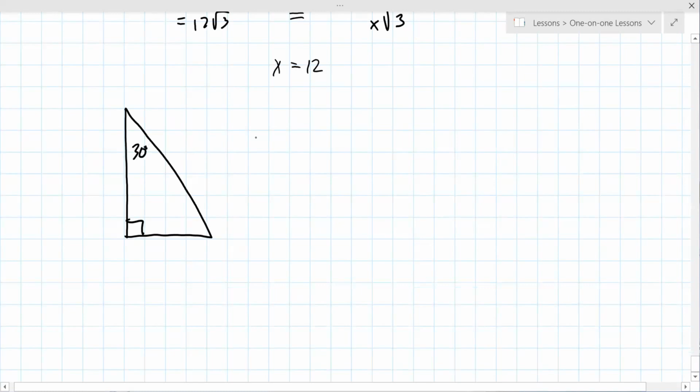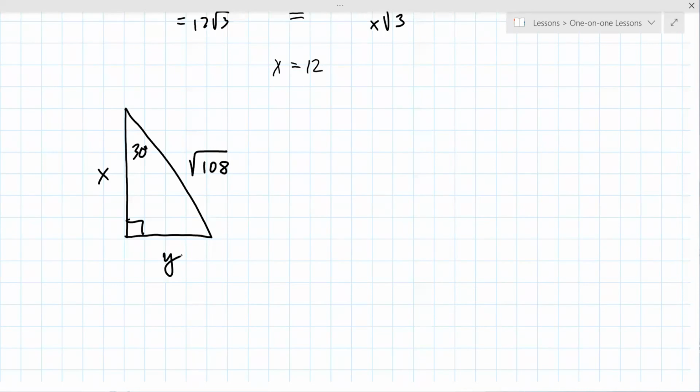All right, this is 30, and this is the square root of 108. I want you to find x and y. So that's really 2 root 27, so y is 20 root 27, and so that means x is 27 times root 3, which is really just the square root of 27 times 3. So I got y is square root of 27, and square root of 27 reduces.